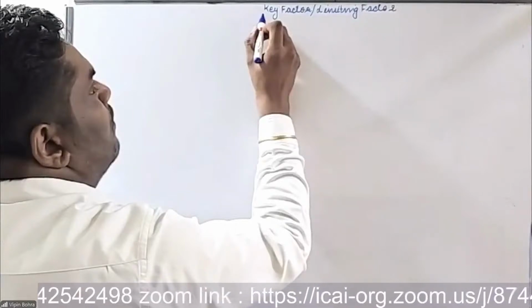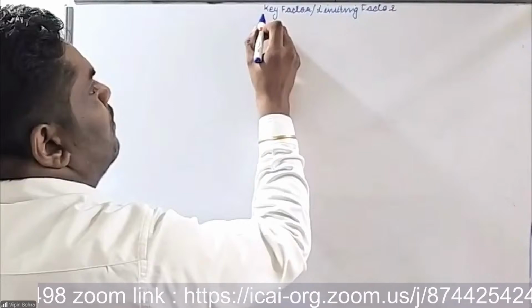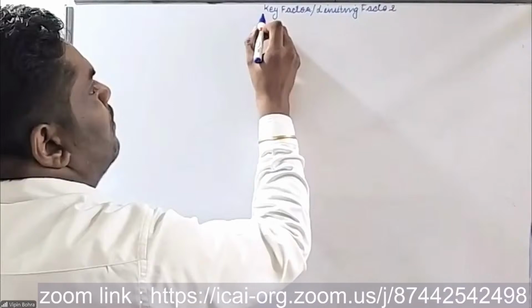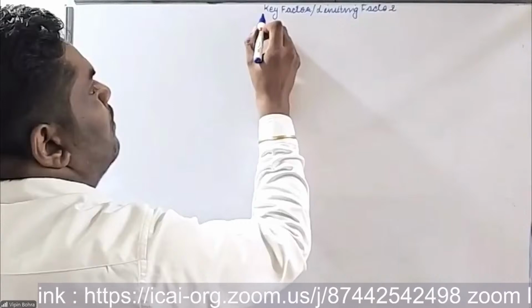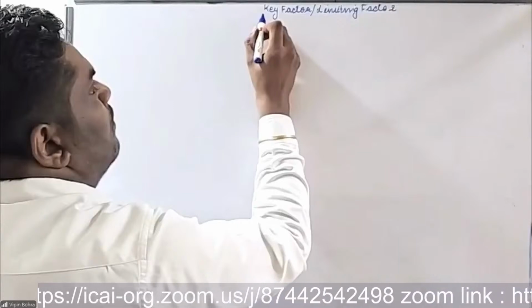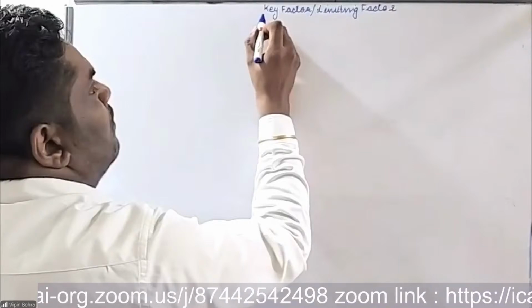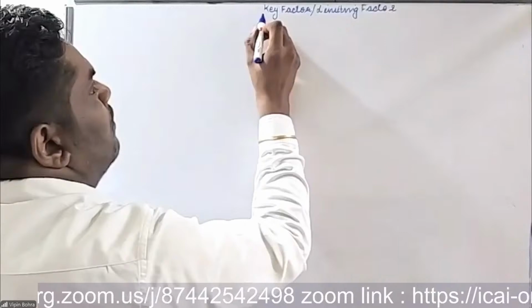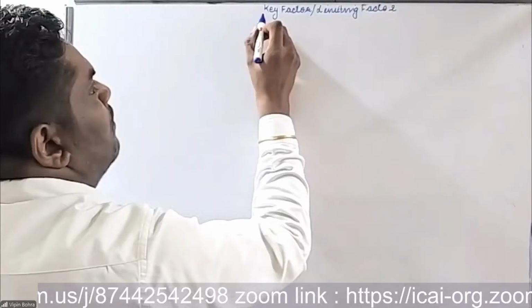Now, key factor or limiting factor. Let's discuss this concept with the help of an example. Let's say I'm the manufacturer of three types of product: product A, product B, and product C. I do manufacture three types of product, that is product A, product B, and product C.